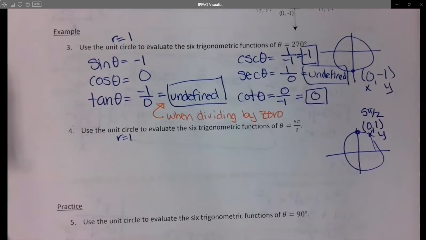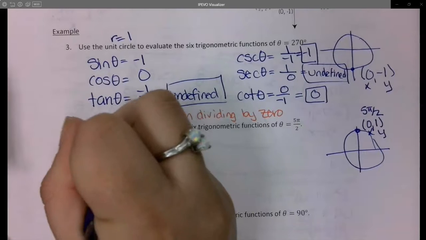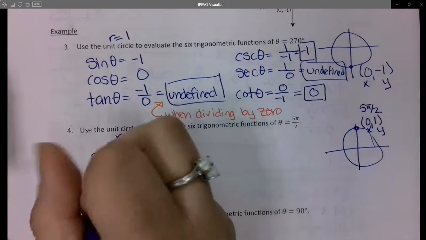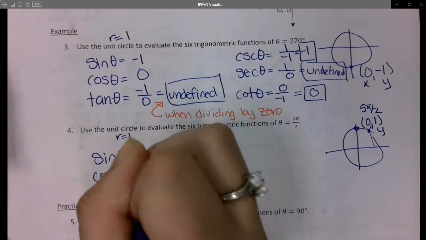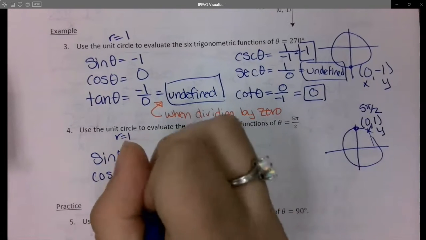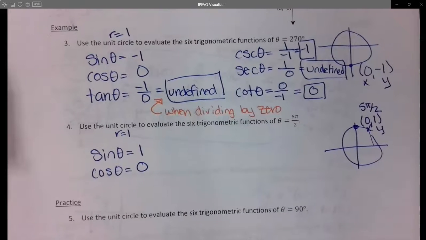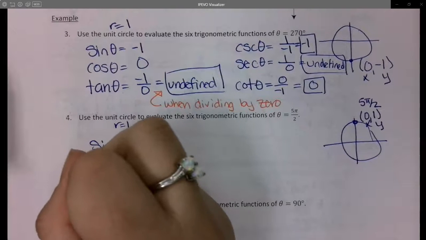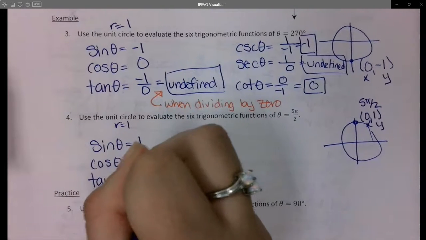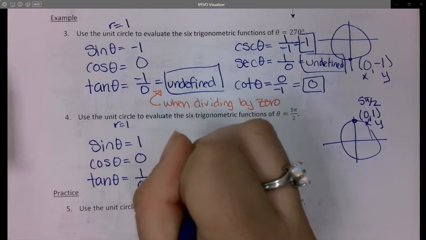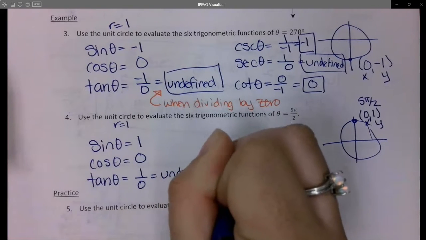Then I am going to plug into those trig functions. So sine of theta is just my y value, which is 1. Cosine of theta is just my x value. The x value here is 0. Then my tangent is y over 0. So 1 over 0. I have a 0 on the bottom, which gets me undefined.